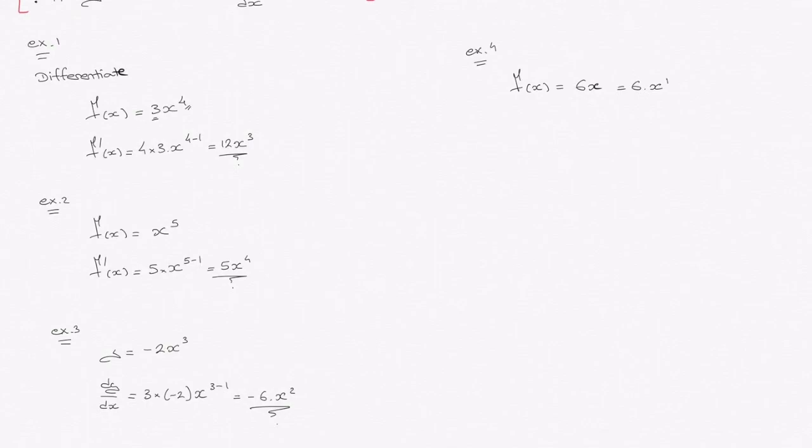Now we can use our rule for differentiating powers of x, and we can go ahead and state that f dash of x, the derivative, is equal to 1 times 6 times x to the power of 1 minus 1. Now that's equal to 1 times 6, which is 6, times x to the power of 0. And here's something important to remember: x to the power of 0 is always equal to 1. So this is 6 times 1, which equals 6. And there we go. Remember, x to the power of 0 is equal to 1.